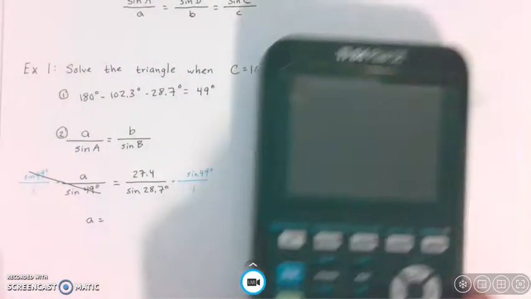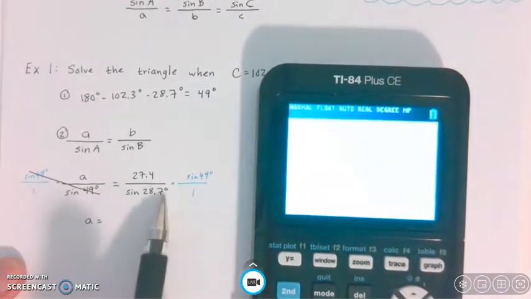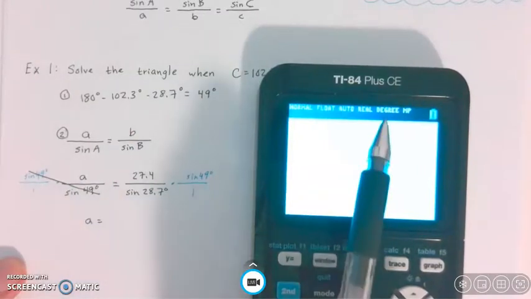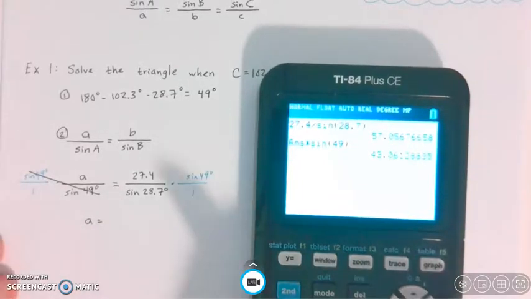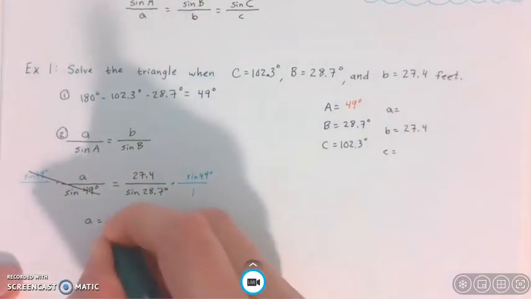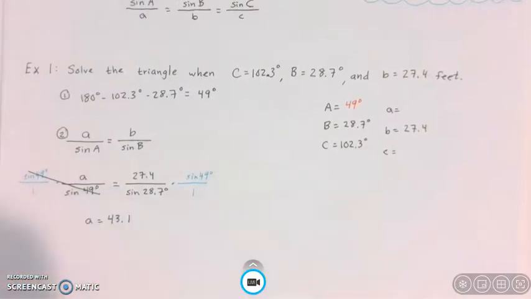So I'm going to go ahead and plug that into my calculator. Make sure that you are in degree mode because these angles are in degrees. So my calculator is in degree mode. I'm going to do 27.4 divided by sine of 28.7. I'm going to press enter before I multiply by sine of 49. So times sine of 49 in the next step, and I get A is approximately 43.1.